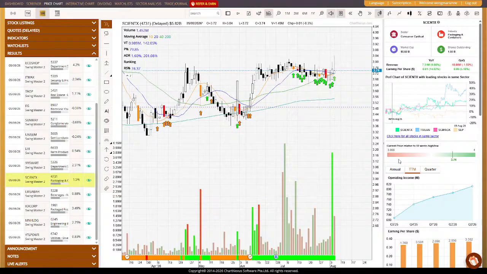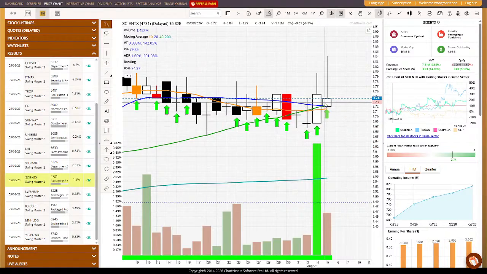So here we have Syntax. Syntax got one red. And if we zoom in, over here it is being supported by the three moving averages. So that is actually a good sign for now, but we'll have to wait and see. If you're interested, remember, all you need to do is click support and resistance, plot in your horizontal line alert.